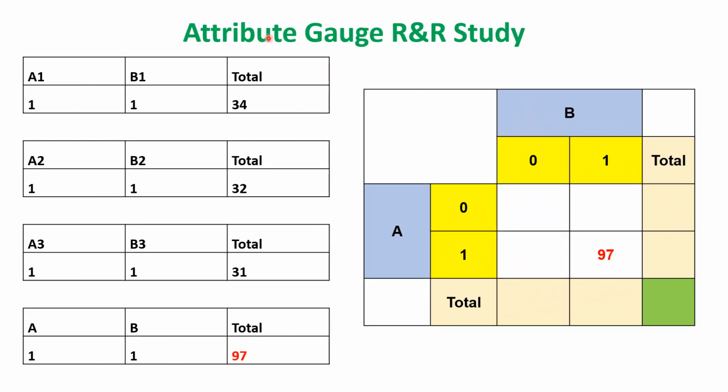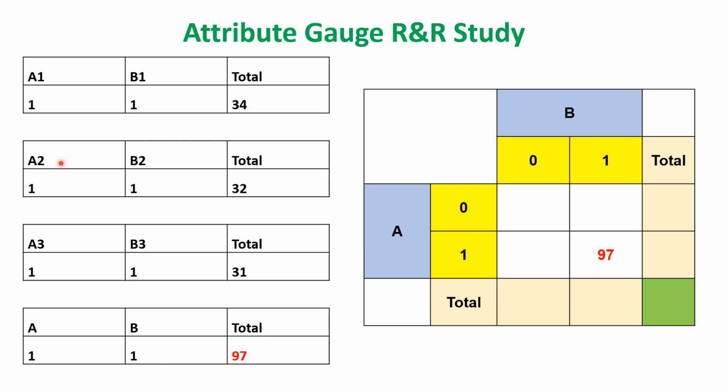Now let us try to analyze the data or the observations made by operator A and operator B. Operator A has 3 readings, operator B has 3 readings. Now you have to compare the readings of operator A and B. This is one example. A1 is the first reading of operator A and B1 the first reading of operator B. How many times are both these operators saying it is okay? That is 1, 1 is okay. Now if you count, that will be 34.